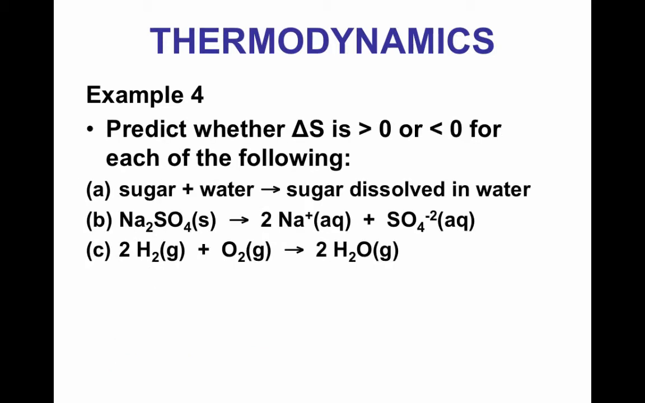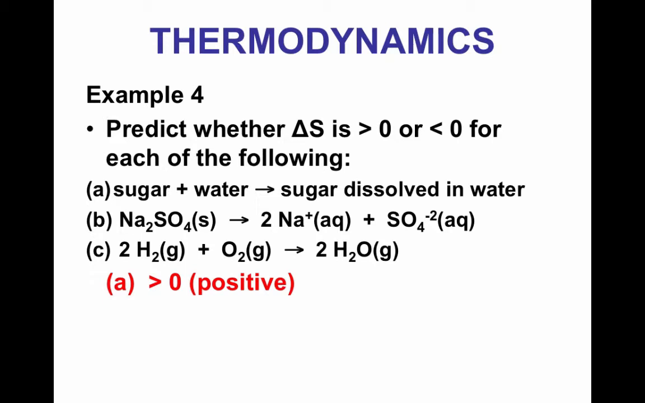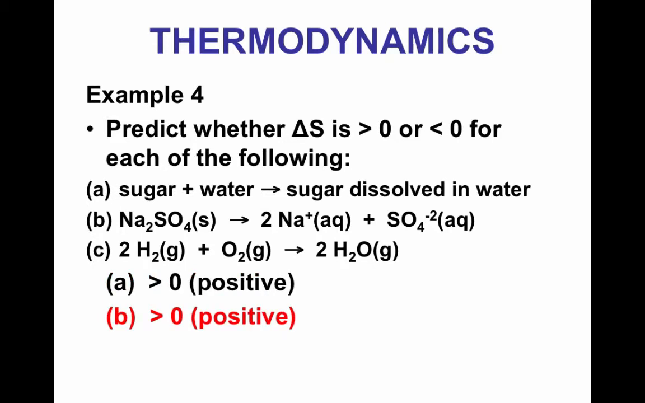So example 4 asks you to predict whether delta S is greater than 0 or less than 0 for each of the following. So A, you have solid sugar and liquid water, and then you're putting it into solution. When you dissolve something, you get more disorder. You're creating a solution, and when you create a solution, your entropy increases, which means your delta S is positive. It's greater than 0. With B, when sodium sulfate dissolves or dissociates into its ions, it's becoming more disordered, so it's also positive.